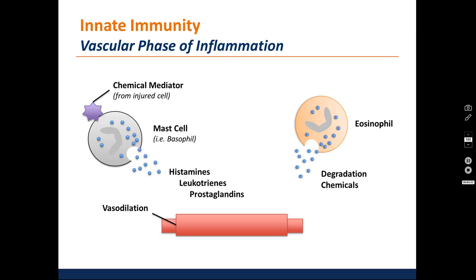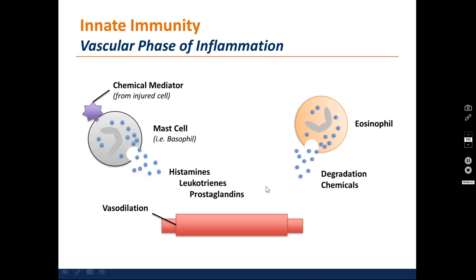And what that does is it allows more blood cells to come into this area to clean up the damage from the injured cells and clean up the invading microorganisms that might be causing the damage to these injured cells. And so this process that starts with the chemical mediator from an injured cell actually results in vasoactive enzymes from these basophils or mast cells. And a mast cell is just a basophil that is in the tissue, not in the blood.